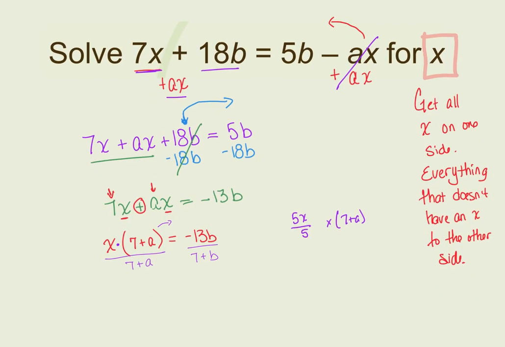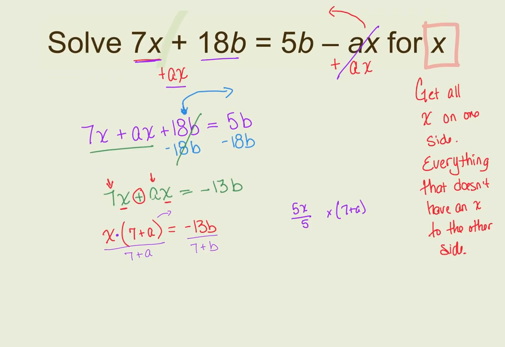And because I'm able to do that, I have now solved for x. Dividing by that entire group canceled the entire group, and I have just an x. And over here, I have negative 13b on top and 7 plus a on bottom. And I am done with that problem.